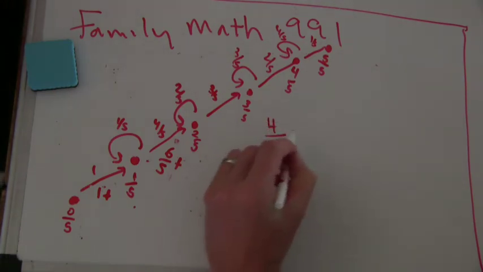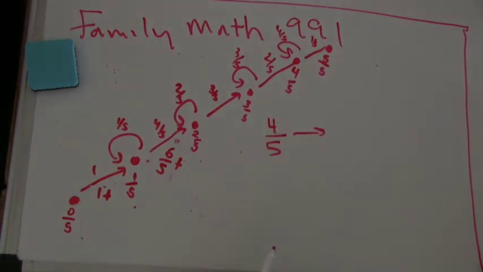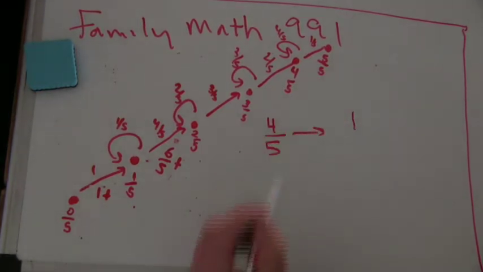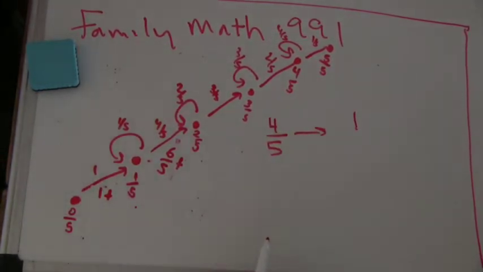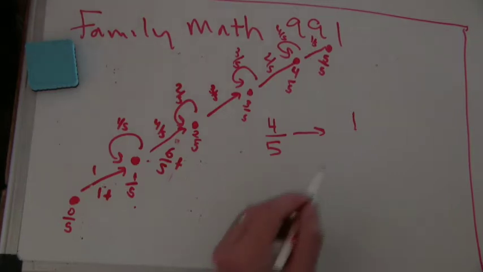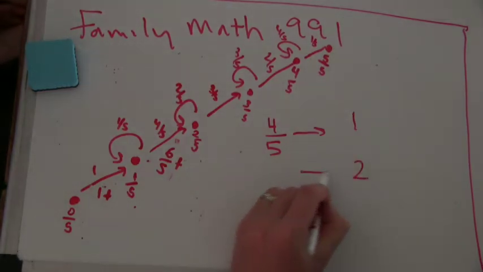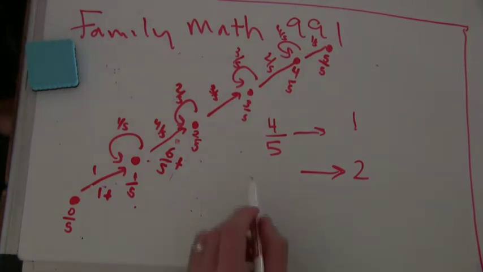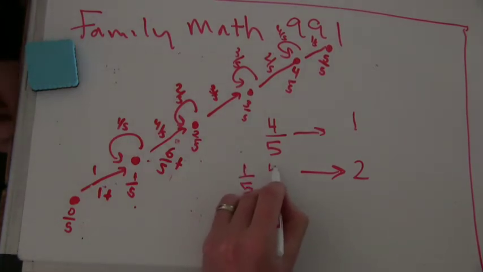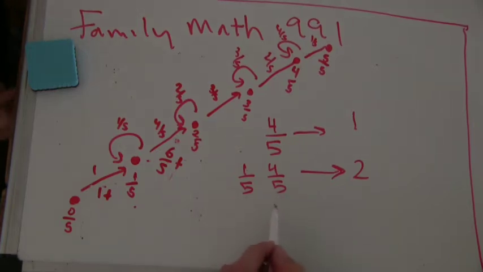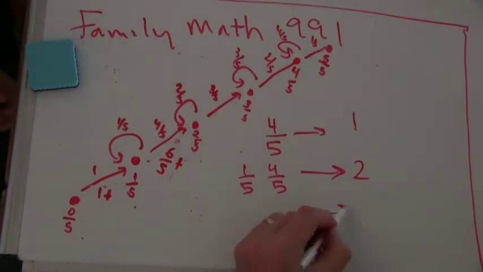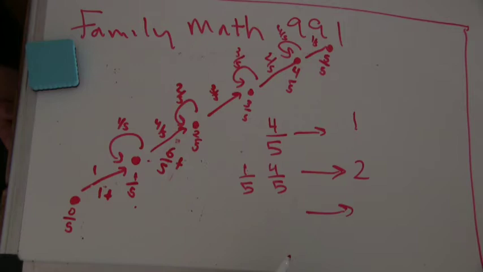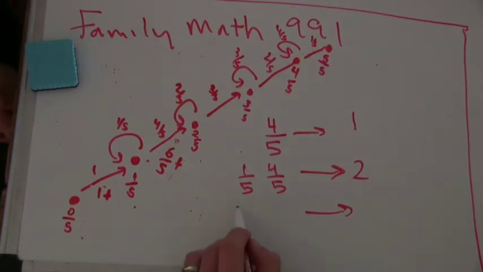4/5 of the time it's going to take one. It's a bit of a series after this. So how can we write down the probability that it's going to take 2? Well, you can do 1/5 times 4/5. It takes 2. And what about the probability that it takes 3? 1/5 times 1/5 times 4/5.